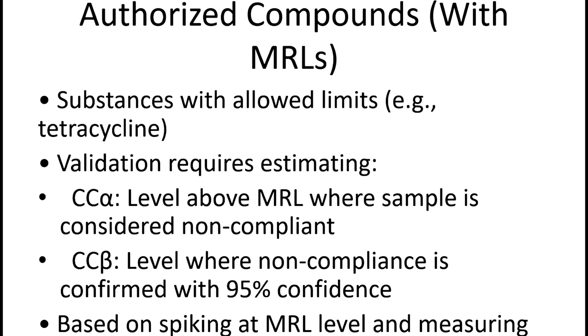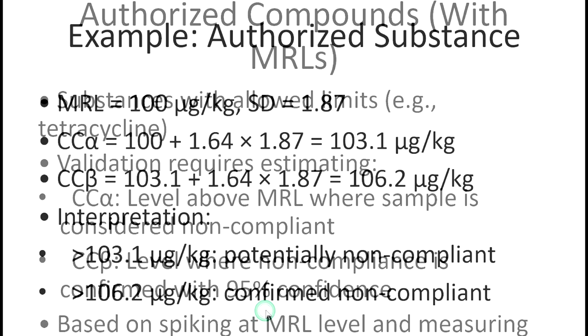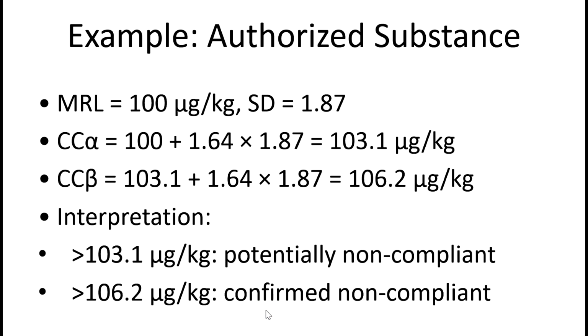Validation requires estimating CC alpha, the level above the maximum residual limit where the sample is considered non-compliant, and CC beta, the level where non-compliance is confirmed with 95% confidence, based on spiking at the maximum residual level and measuring the standard deviation. So it is the same as what you did in the case of prohibited compounds.